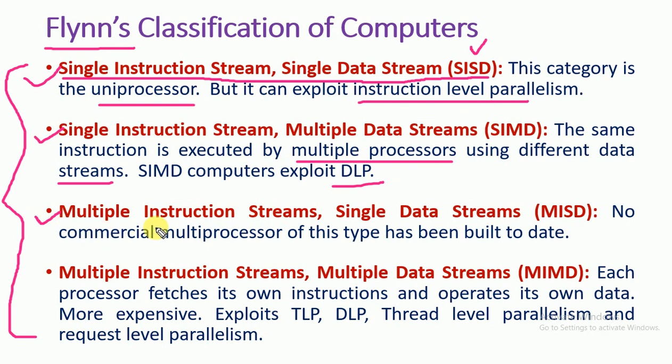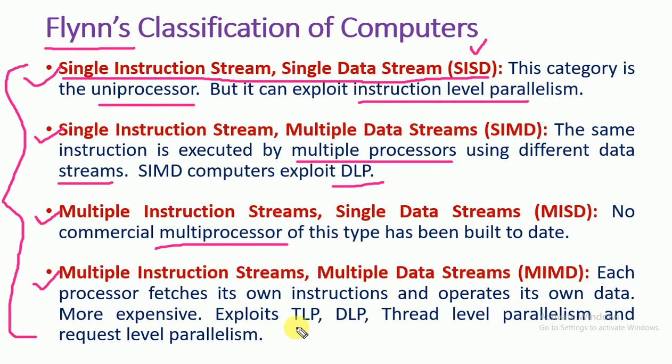Then the third category is multiple instruction, single data stream. So more instructions are applied to a single data stream, which is a classification available in Flynn's scheme, but the problem is there is no such multiprocessor available of this type, because normally we won't require multiple instructions for a single data to be executed. That concept is not yet being implemented, but that classification is also available among Flynn's classification of computers. And the last category is multiple instruction stream and multiple data stream, which is a combination of the first and second. Multiple instructions are available, multiple data streams are also available.